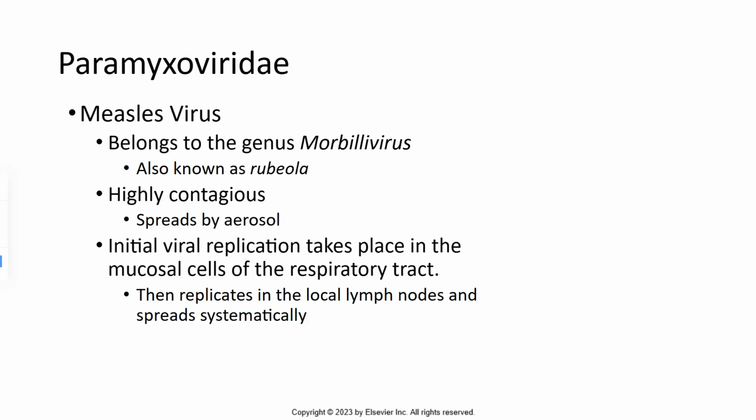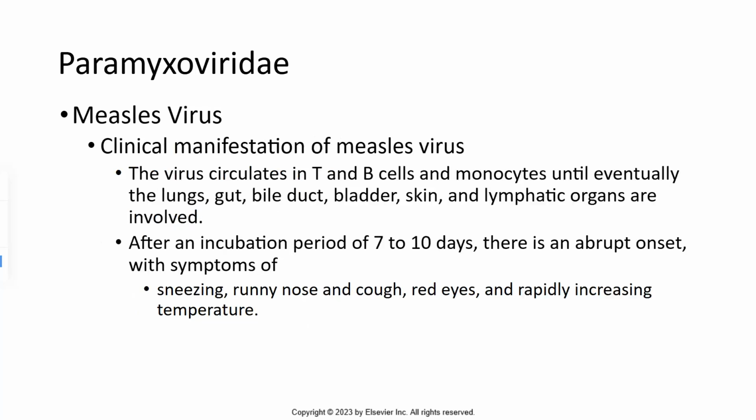Measles virus. So measles belongs to the morbillivirus, also known as rubeola. Highly contagious, spreads by aerosol. Initial viral replication takes place in the mucosal cells of the respiratory tract, then replicates in local lymph nodes and spreads systemically. Clinical manifestations of measles virus. The virus circulates in T and B cells, monocytes, until eventually the lungs, gut, bile duct, bladder, skin, and lymphatic organs are involved.